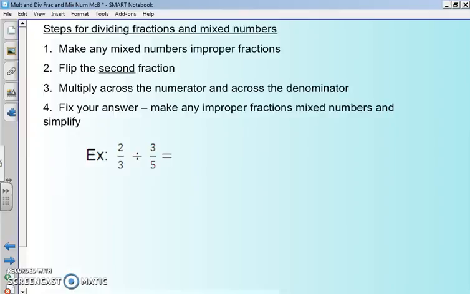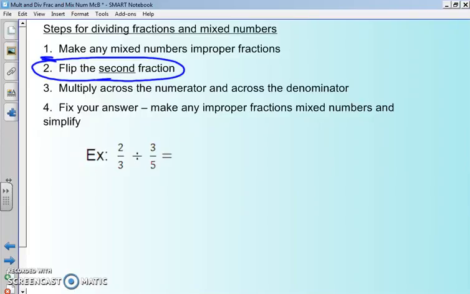So taking a look at division then. To remind you, for multiplication, you're going to make any mixed numbers improper. Then you're going to multiply across the numerator and across the denominator. And then you're going to simplify or fix your answer. So taking a look at division, division is very similar to multiplication. The first step starts exactly the same. We're going to make mixed numbers into improper fractions. Then we're going to flip the second fraction.